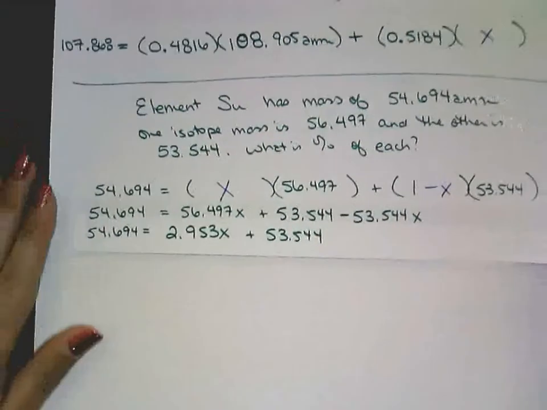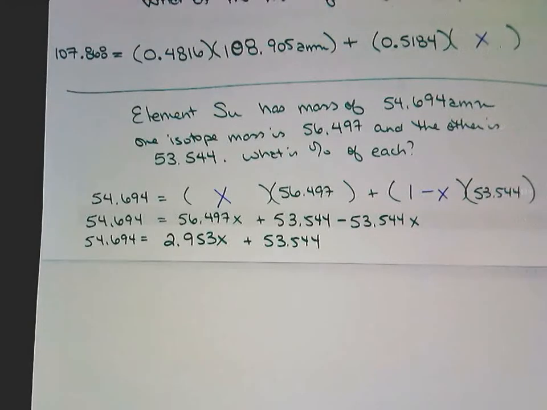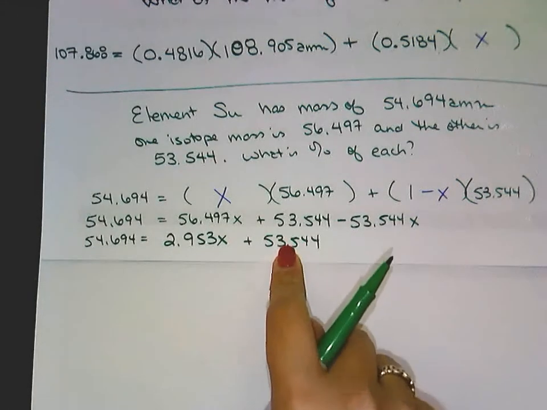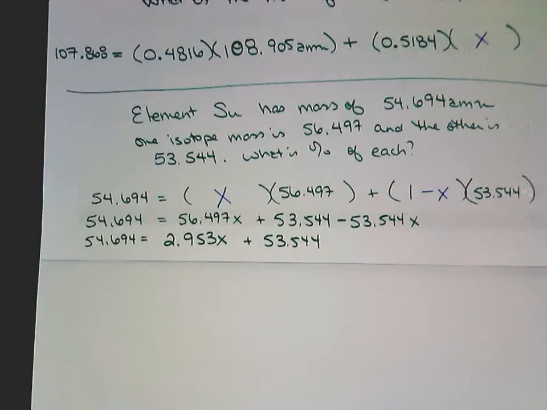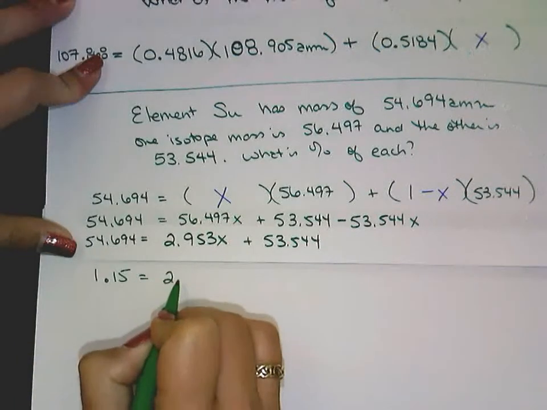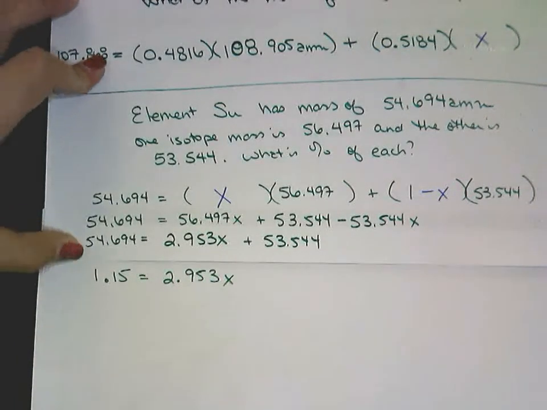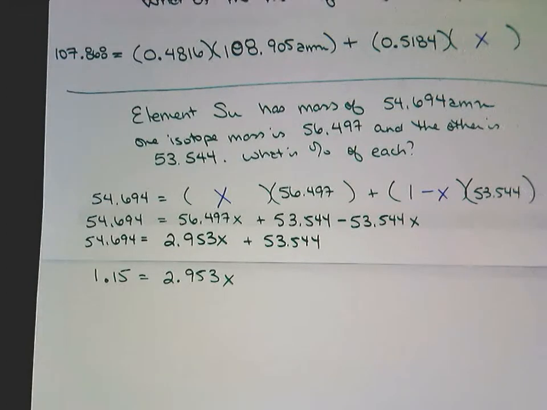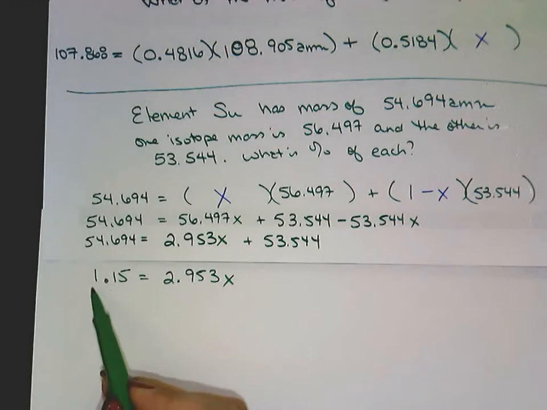All right, how do I now get the thing with the X on a side of the equation by itself? Subtract, right? So from both sides, I'm going to subtract that 53. So now I'm going to do 54.694 minus 53.544. All right, we're one step from the end. Now what? Divide. Do I divide 1.15 by 2 or 2 by 1?